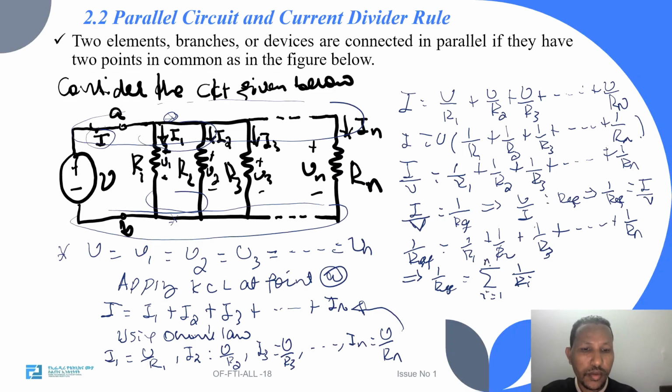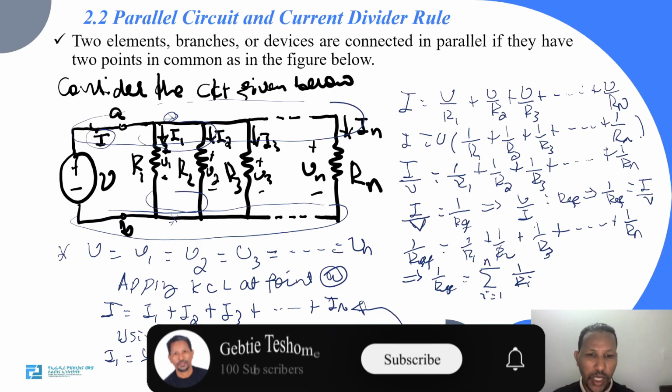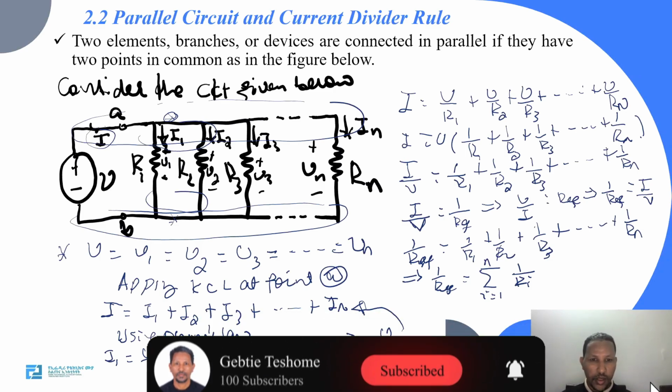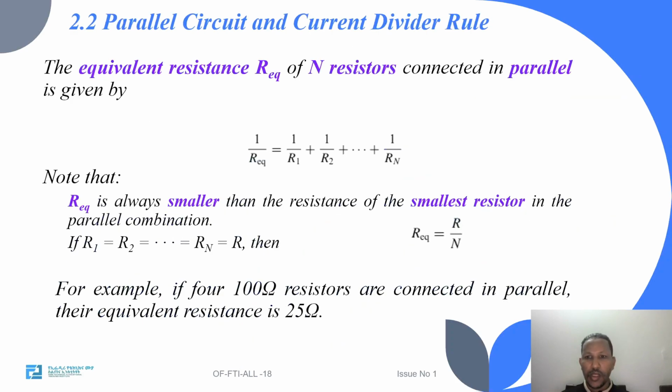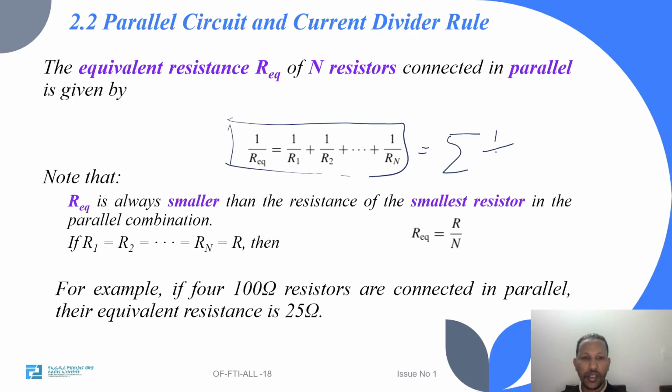I runs from 1 up to n, where n is the number of resistors connected in parallel. So we can say that the inverse of the total resistance value of parallel connected resistors will be the summation of the inverse of each resistor connected in parallel. So the equivalent resistance of n resistors connected in parallel is given by this expression, which is the summation of 1 over Ri, I runs from 1 up to n.